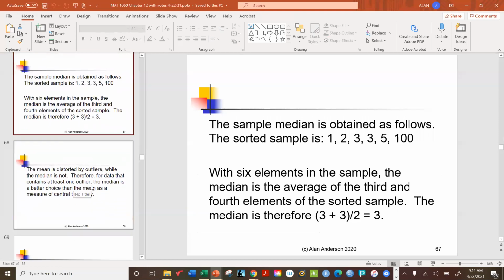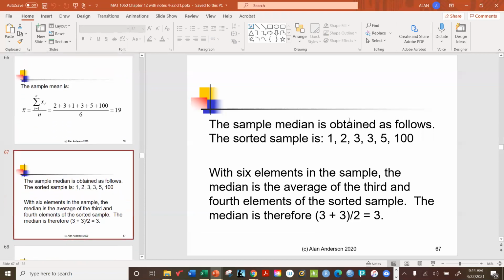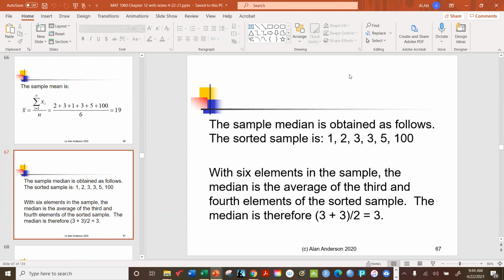As a matter of fact, the interesting thing about this is that this 100 could have been 1,000 or 100,000 or 1,000,000. You're still going to get a median of 3. And that's the nice thing about the median. That one huge number is not affecting the overall performance of this measure. So when we have outliers in our data, often the best choice is the median rather than the mean.